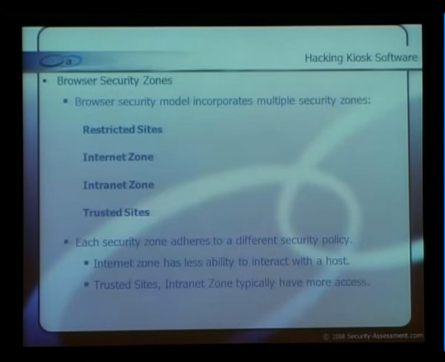Now, browser security zones. The browser security model incorporates multiple security zones. We've got the restricted site zone, the internet zone, the intranet zone, and the trusted site security zone. Each security zone adheres to a different security policy. The internet zone, for example, has less ability to interact with the host. Trusted sites and the intranet zone typically have more access.